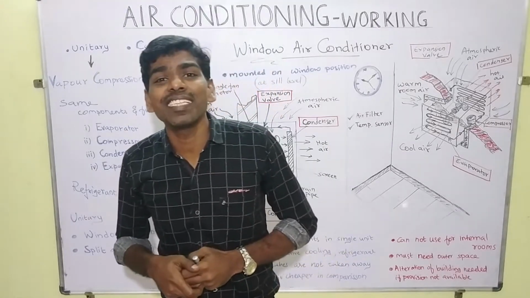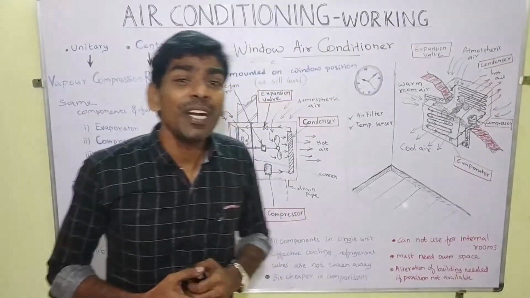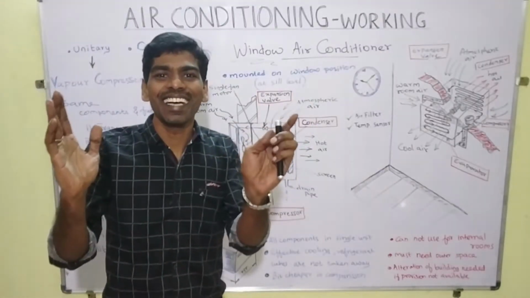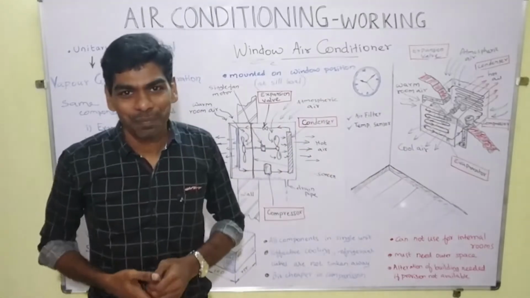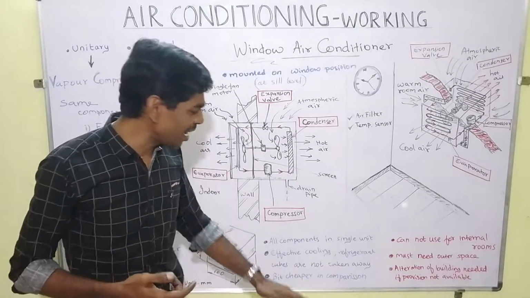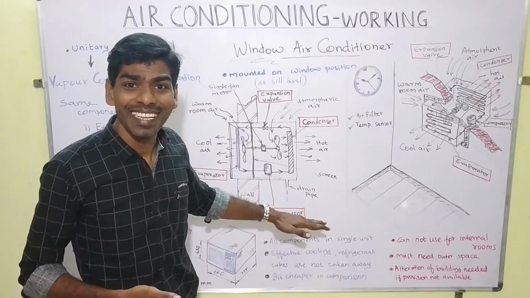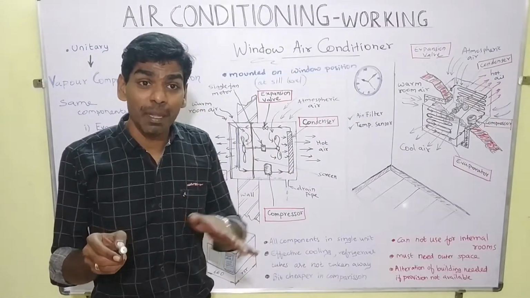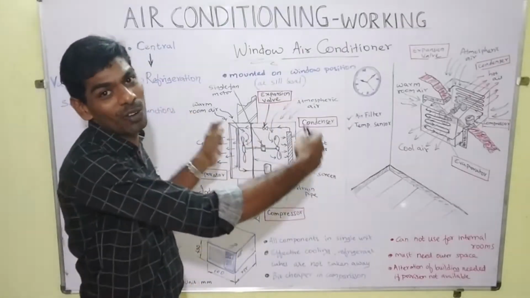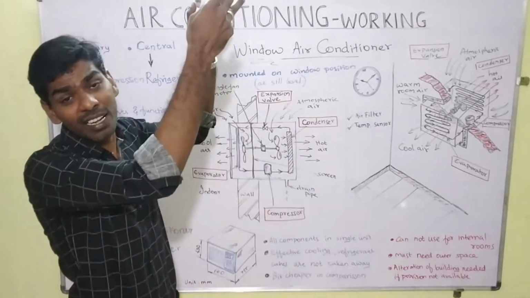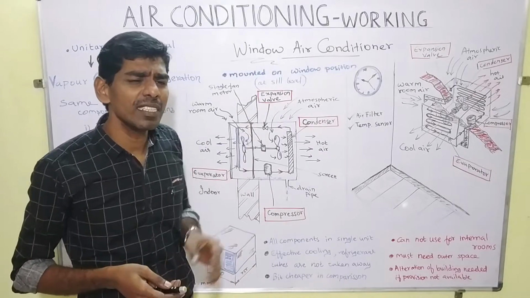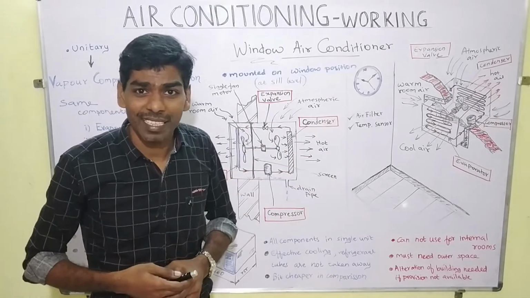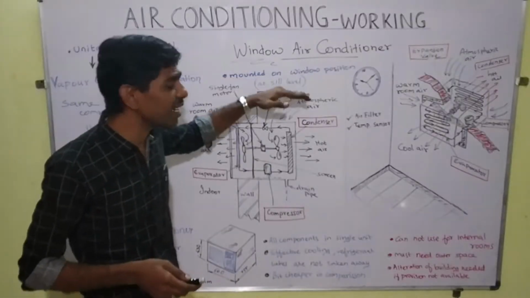Now we look at the window air conditioner. As the name suggests, it is held in the window position. Usually we have a window at a height of around 3 to 4 feet from the ground, right? That position is called sill position, or sill level. The unit is mounted at the base of the window. It can even be mounted at a higher position, but this one is quite convenient, even to check for later service. So here it is mounted on the window at sill level.